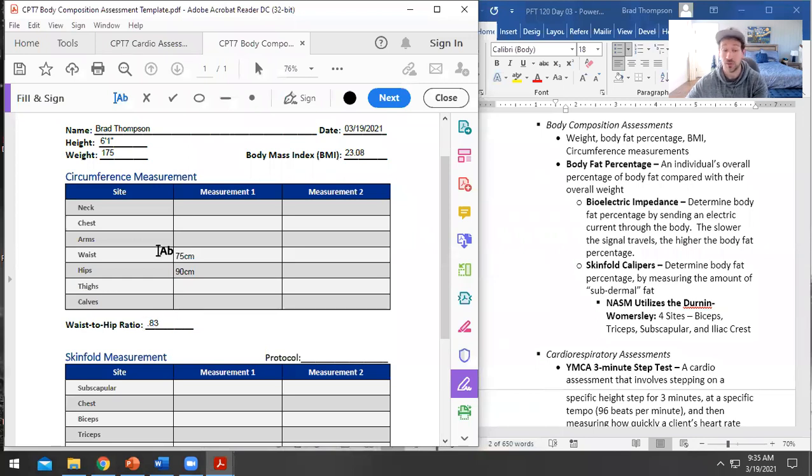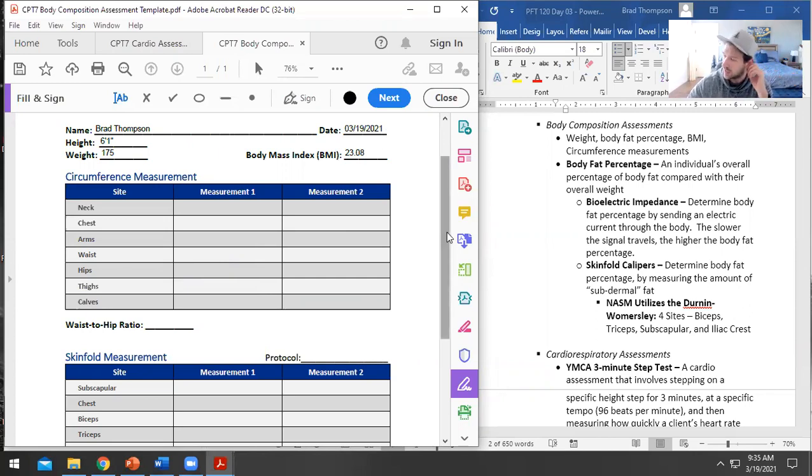So this would be very healthy for me, but would actually be considered a little bit in the higher range if it was a female client, right? So that is your waist to hip ratio. That does still apply to our youths, but generally we're just calculating that out for circumference measurements if they want it, right?